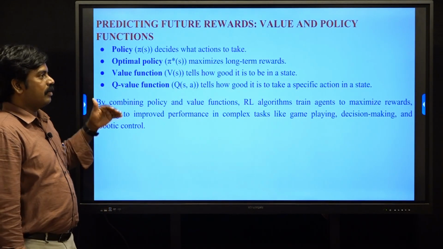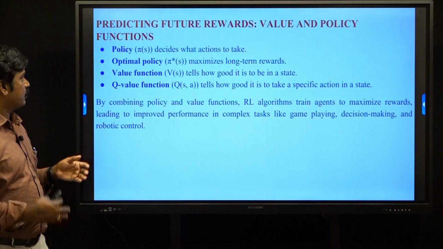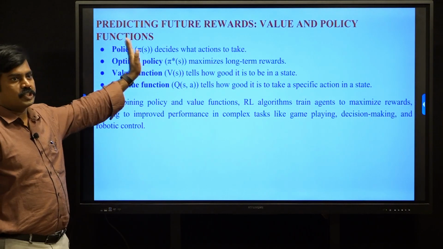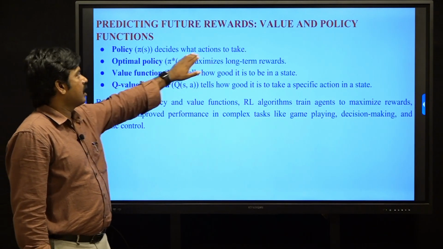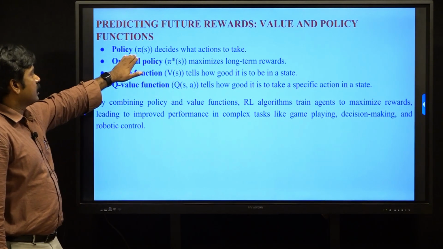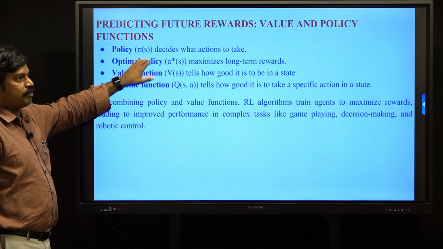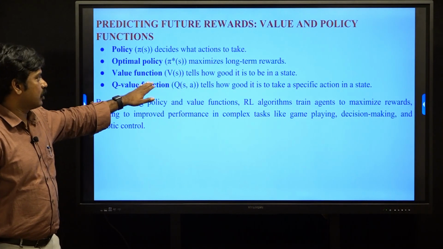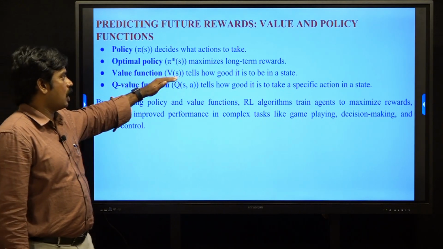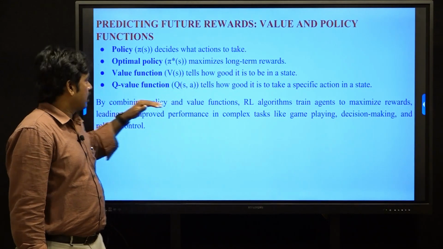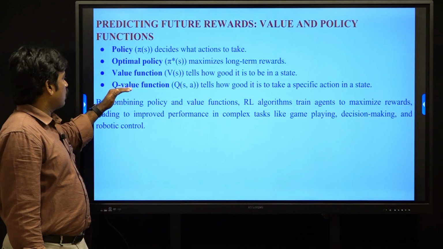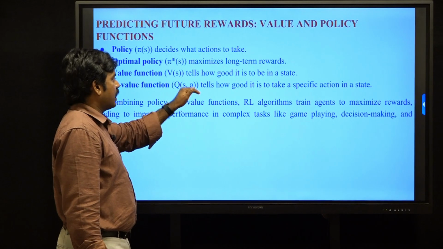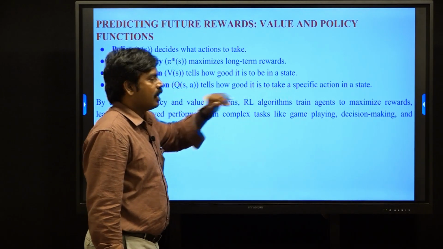To conclude, we covered the policy function, the optimal policy, the value function, and the Q value function. The policy function maps the state to an action, so it decides what actions to take: pi of S. The optimal policy, pi star of S, maximizes the rewards. The value function, also called the state value function, tells how good it is to be in a state. The Q value function, also called the action value function, Q of S comma A, tells how good it is to take a specific action in a state.